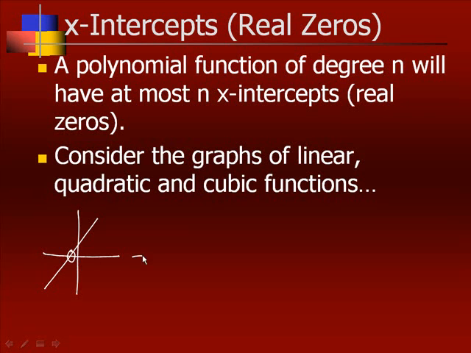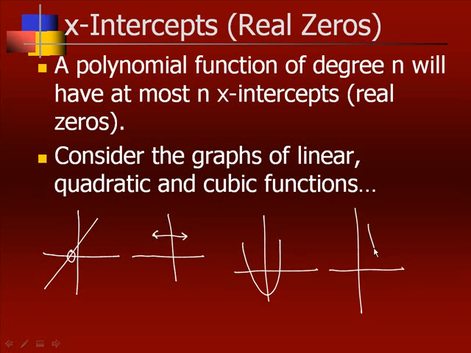It could either have one x-intercept, or it could have 0 x-intercepts. Think of your quadratics. It could have 2 x-intercepts. It could have 1 x-intercept. Or it could have 0 x-intercepts.